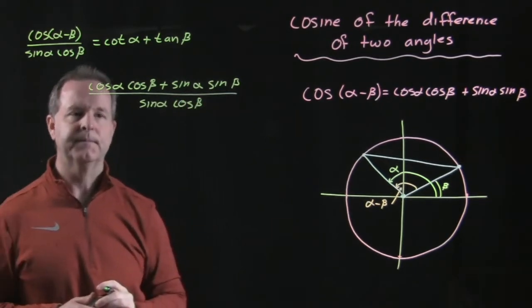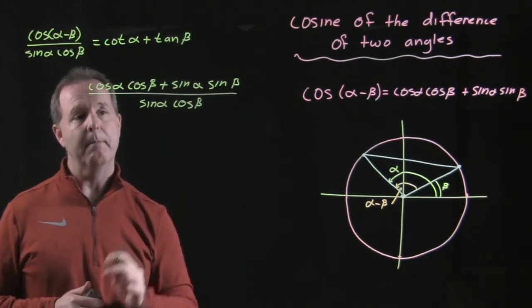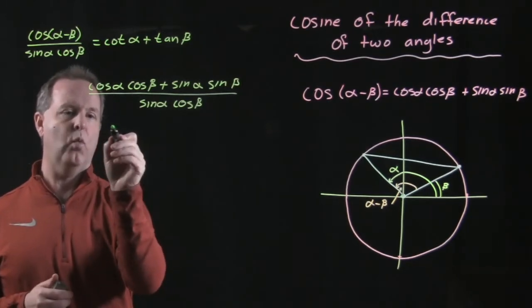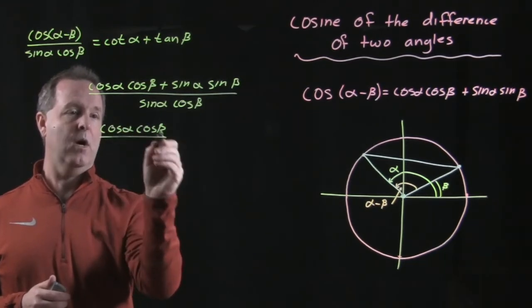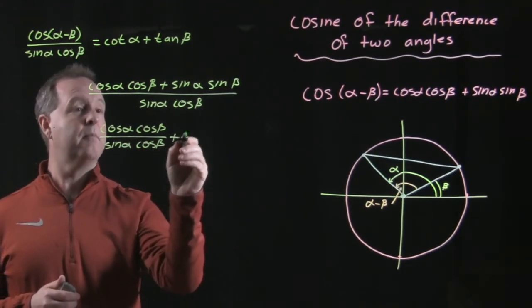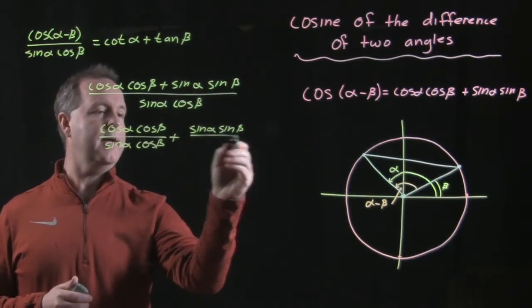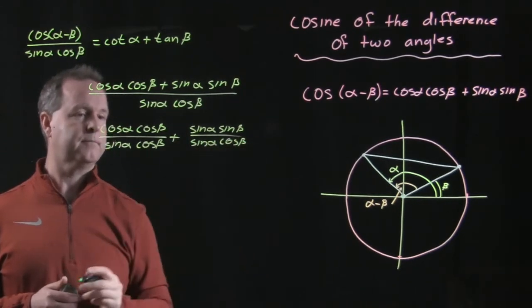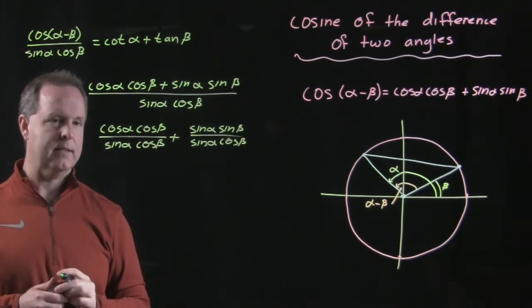All right, how are you guys feeling? So what should we do next? Okay, maybe we can do that. So let's try that. Let's go ahead and break this up into two separate fractions. So the first one would be the cosine of alpha cosine of beta, all over sine alpha cosine beta, plus sine alpha sine beta, all over sine alpha cosine beta. All right, I did that like you guys wanted. So what should we do next?